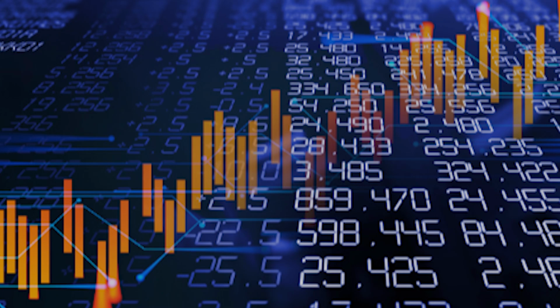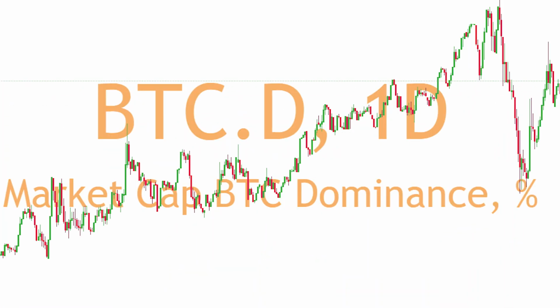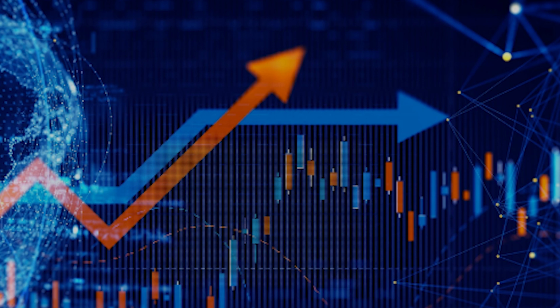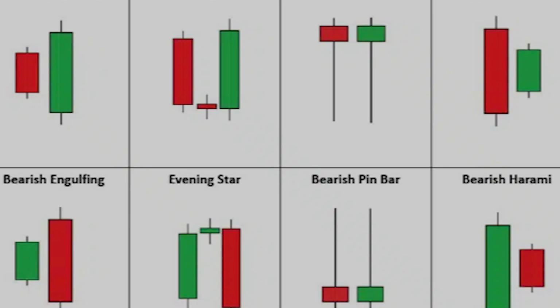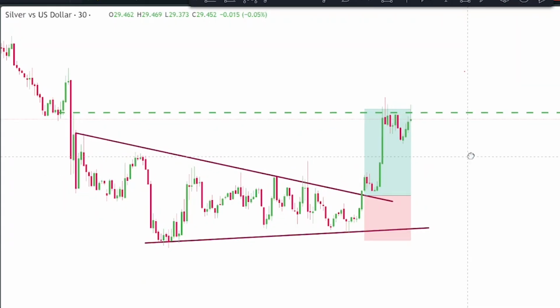If you want to trade or you are trading cryptocurrencies, forex, indices, futures, or any financial market, these candlesticks that we are going to be explaining are the only ones that you need in the market.